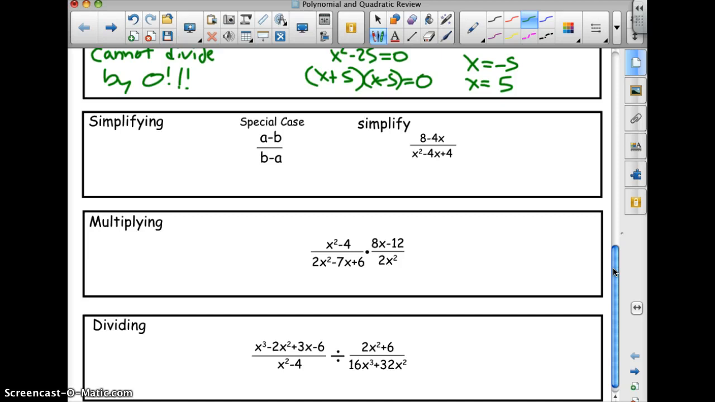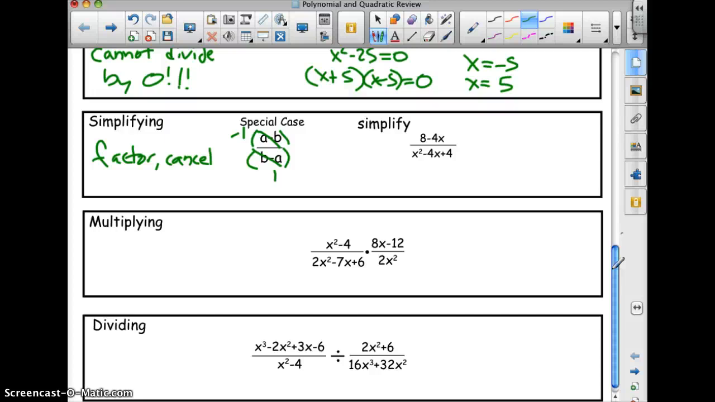Okay, there we go, simplifying. Again, simplifying is factor and cancel. I'm deciding to take this opportunity here to talk about the special case of when you have a minus b over b minus a. Now, these do cancel, but they don't cancel exactly. It's like 1 and negative 1, remember, because it's a minus b over b minus a. That only works with subtraction, and they have to be exactly the same term.